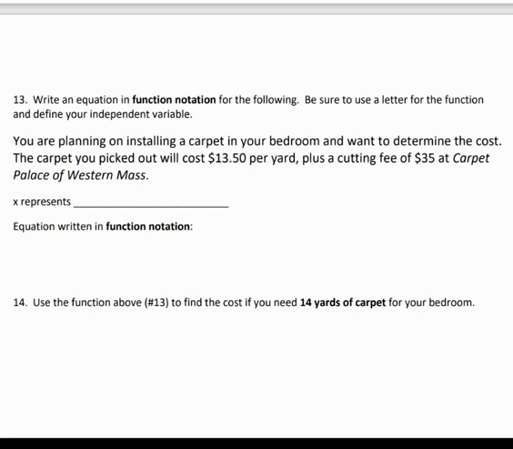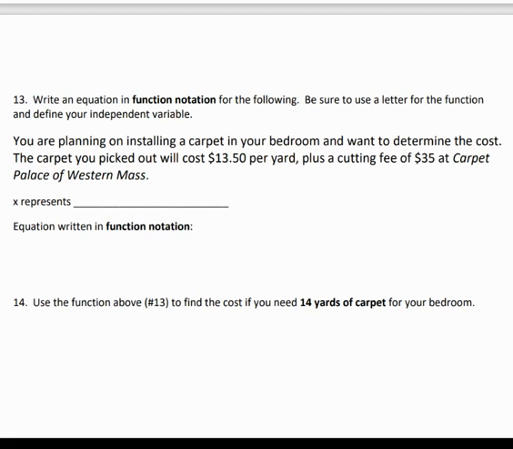So don't get scared that this looks like a lot. We just need to come up with an equation in our variables. So for 13, it says write an equation in function notation. All that means, instead of writing our equations like we used to that said y equals, we say f of x equals. Okay? So you're planning to install a carpet in your bedroom, and you want to determine the cost. The carpet you pick out will cost $13.50 per yard, plus a cutting fee of $35.